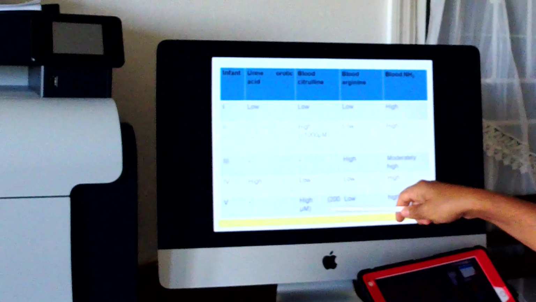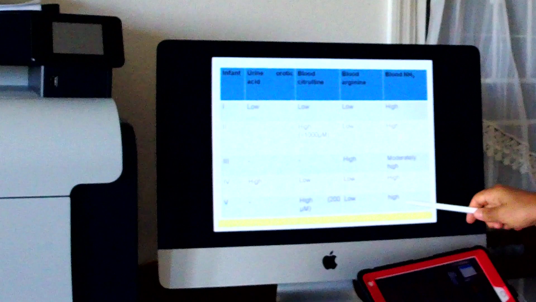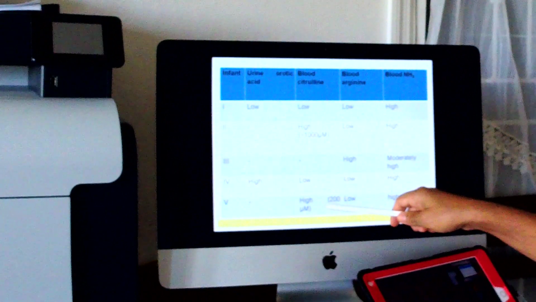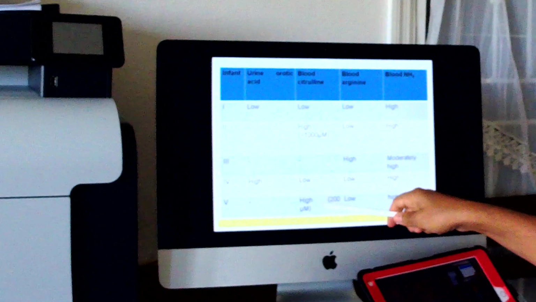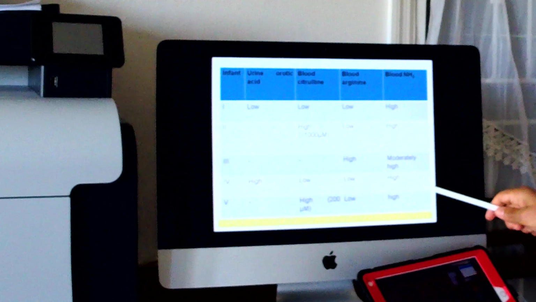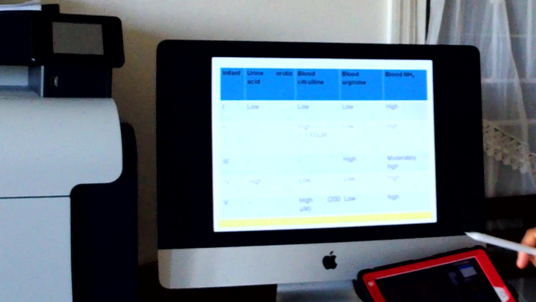Coming to the fifth infant, there is a high citrulline level, not really too high, like 200 micromoles. Citrulline level is high, but arginine level is low and blood ammonia level is high. That means there is hyperammonemia, but the citrulline level is moderately high here. That means the conversion of citrulline further is affected, as the arginine level is low. So this is where argininosuccinate comes in.